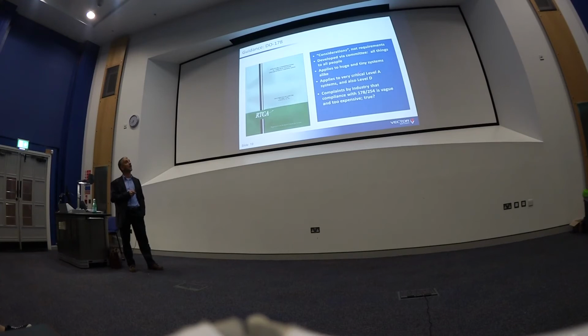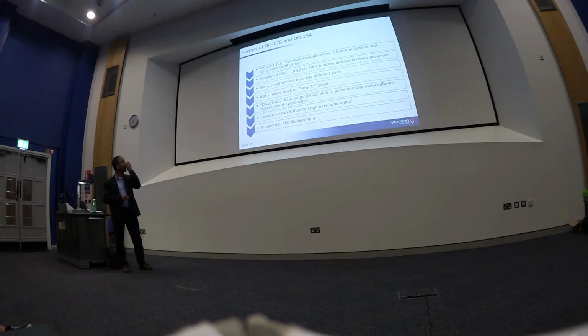A mixed committee of companies and people from the certification authority. And there are different levels, from level A to level D. We will see what they mean and why we have safety levels. The idea is to have software considerations in airborne systems and equipment certification. It started in 1980, and we are at the fourth version. Now we have the version DO-178C.